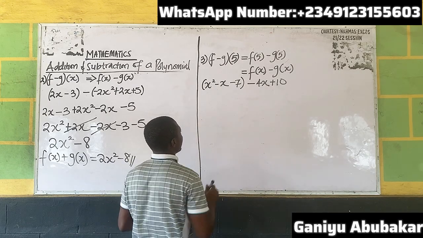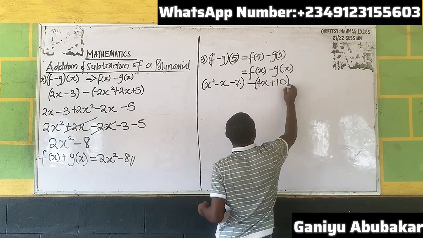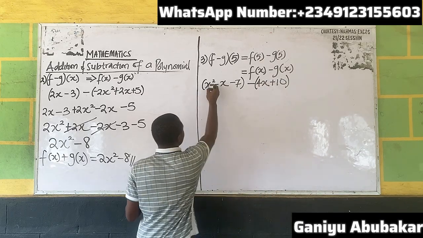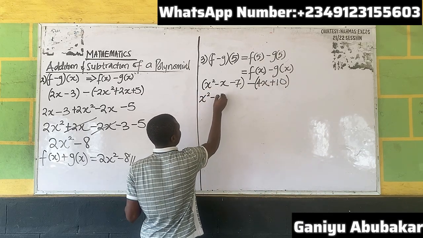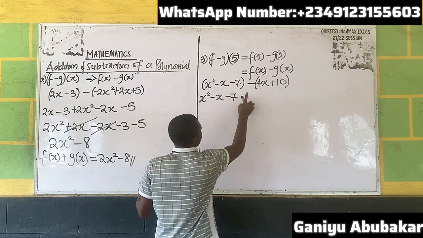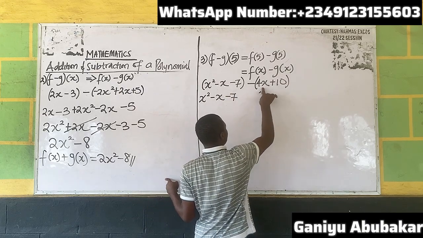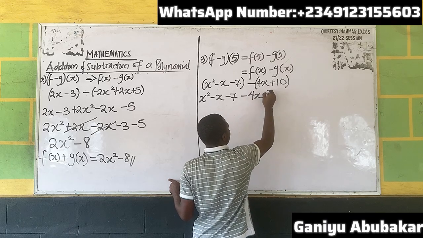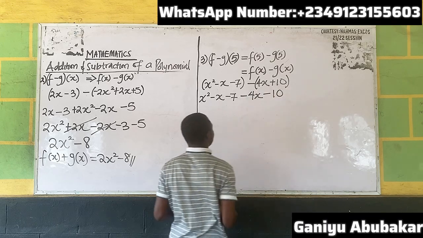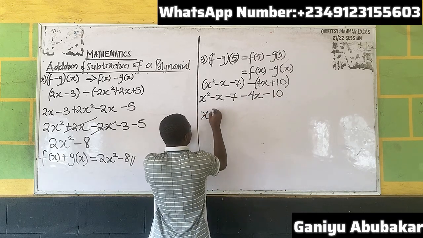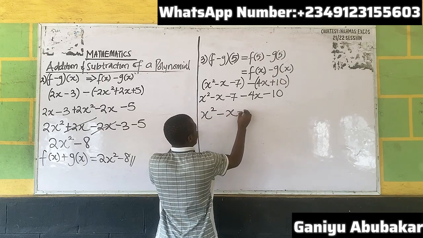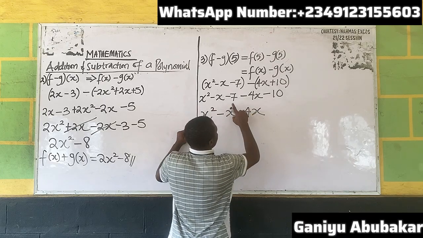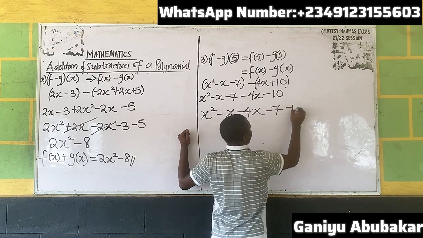Alright, I'll of course close the bracket here. Expand through. This one gives you x squared minus x minus 7, minus times 4x gives you minus 4x, minus times plus 10 gives you minus 10. Work on this. This gives you x squared minus x minus 4x, then minus 7 minus 10.